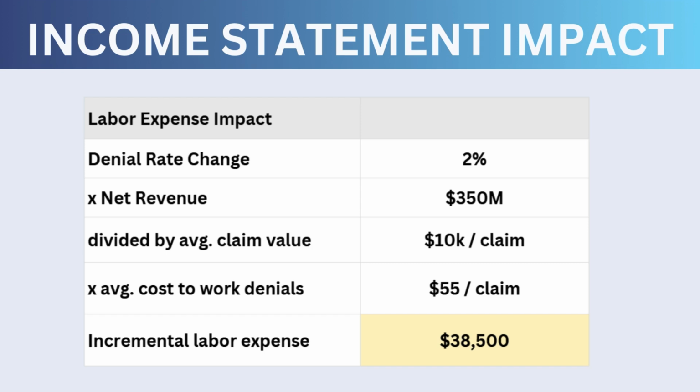Then we can take that number of claims times the average cost to work a denial. And in this example, we're using $55 per claim, which is about the middle of a range that's a common industry benchmark. So if we do the math on that, then we end up with incremental labor expenses of $38,500 associated with working those additional claims.